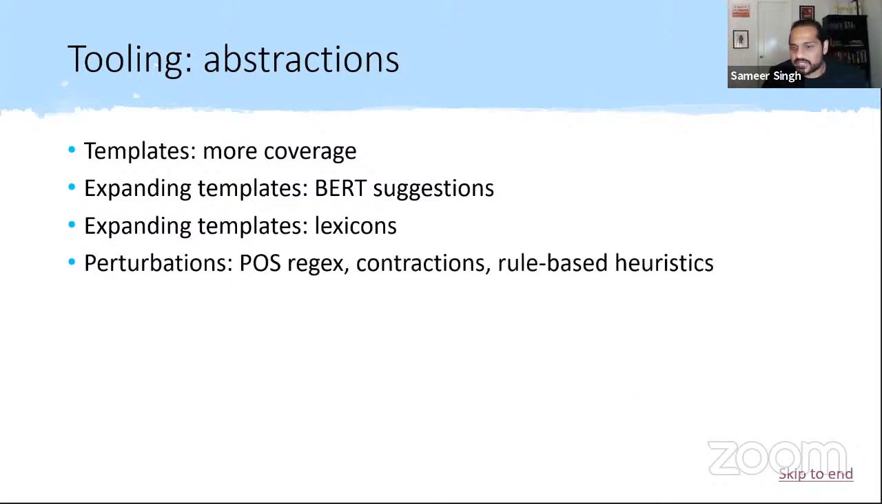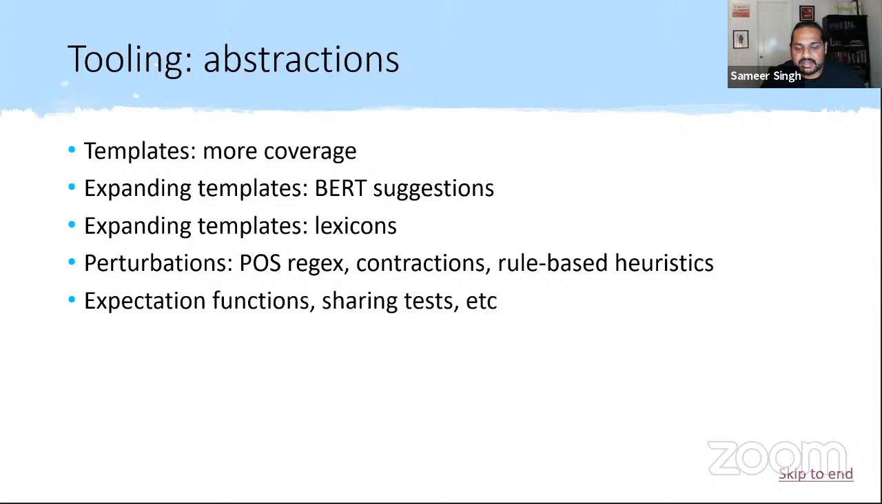There are a bunch of perturbation functions that we have. So you can write regular expressions based on part of speech tags. You can do all kinds of contractions, all kinds of rule-based heuristics that will help you add more perturbations. And then on the output side of things, once you have your test, how do you test whether the expectations match or not? How do you share your tests and things like that? Some of this we are working on, but that's sort of the framework, right? Okay, so let me actually quickly go over some of the examples since I do have some time.